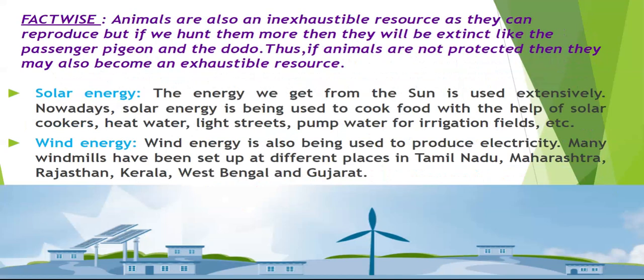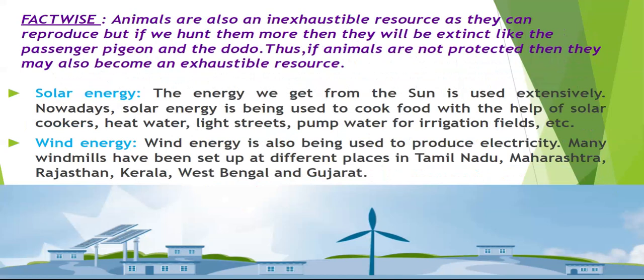Fact wise over here is that animals are also an inexhaustible type of resource as they can reproduce. But if we hunt them more, then they will be extinct, which means died out, like the passenger pigeon and the dodo bird. Thus, if animals are not protected, then they may also become an exhaustible resource.